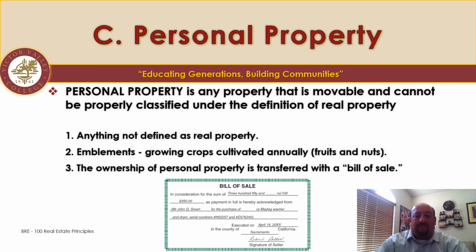Now, personal property: anything that is not real property, as we talked about. And then we can also talk about implements. If you're a farmer and you have crops, even though you're a tenant of the property, the crops are personal property, so they belong to the farmer and not the landowner.